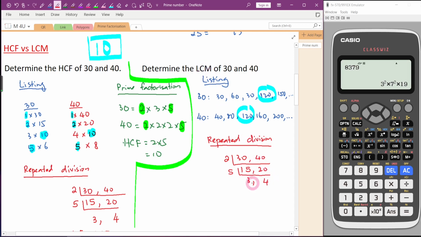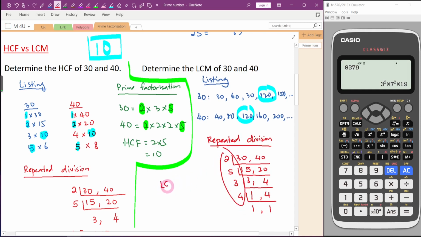For the LCM, whenever they don't have a common factor, it's okay. You just take the 3 divided by 3. 3 divided by 3, you get 1. How about 4? This 4 cannot be divided by 3, right? So you just bring the 4 down. Okay, then take this divided by 4. 1 cannot be divided by 4, it's okay, you just bring down the 1. We want to see all the numbers become 1, then we stop. So 1 cannot be divided by 4, it's okay, you just bring down the 1. 4 divided by 4, you will get 1. Okay, now only we stop.